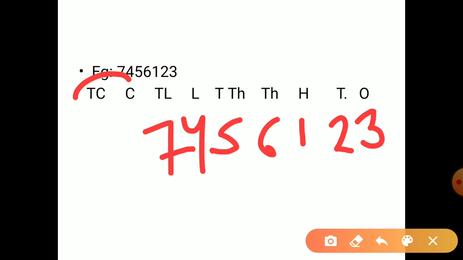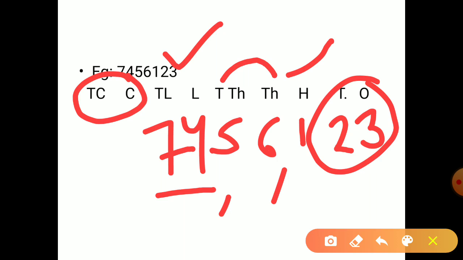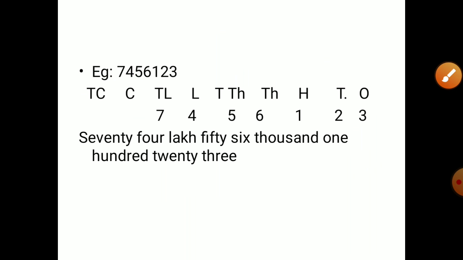So my crore period is empty, so I will leave this period. Now my next period is lakhs period, and in lakh period I have 74. So 74 lakhs. Now I have thousand period, and there are two numbers 5 and 6. So I will read 56,000. Now I will read 123. So my answer will be 74 lakhs 56,123. I hope now you got the concept how to read a number according to Indian system of numeration.